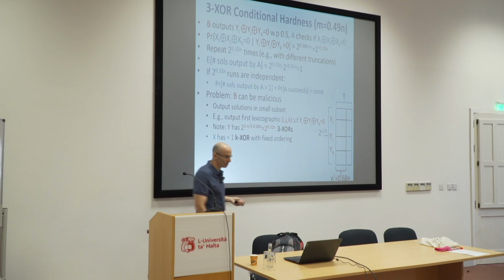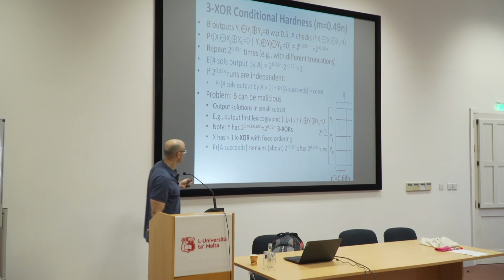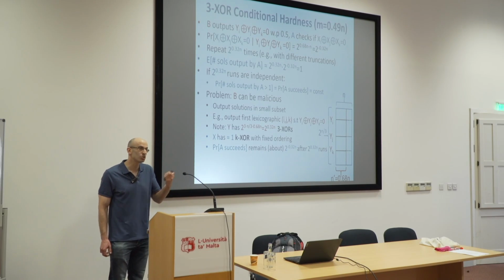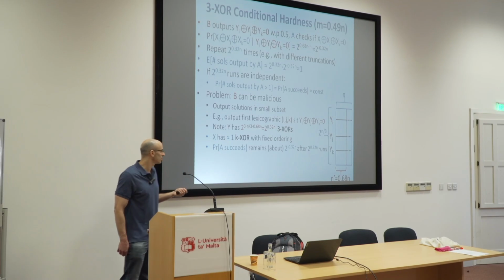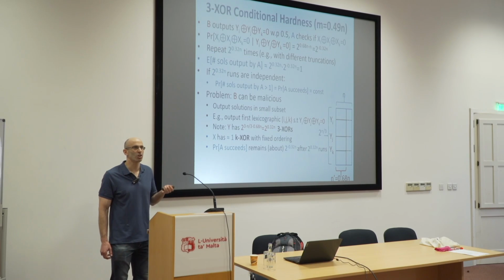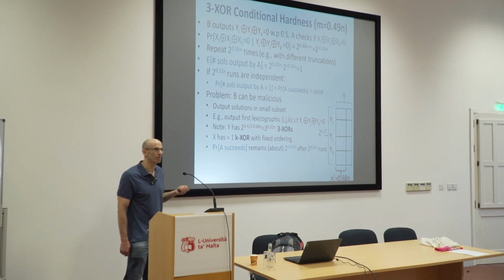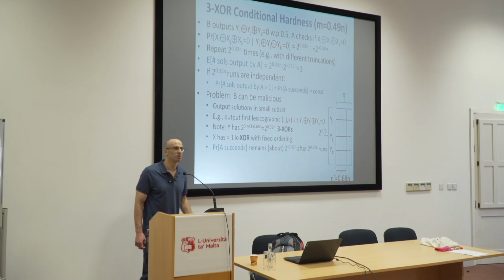And this probability that A succeeds, in each iteration, in each run, in each truncation, it succeeds with probability 2 to the minus 32n, but it's not amplified. It's essentially not amplified, and this repeating is actually not good enough. So how much time do I have? 10 minutes. Okay.